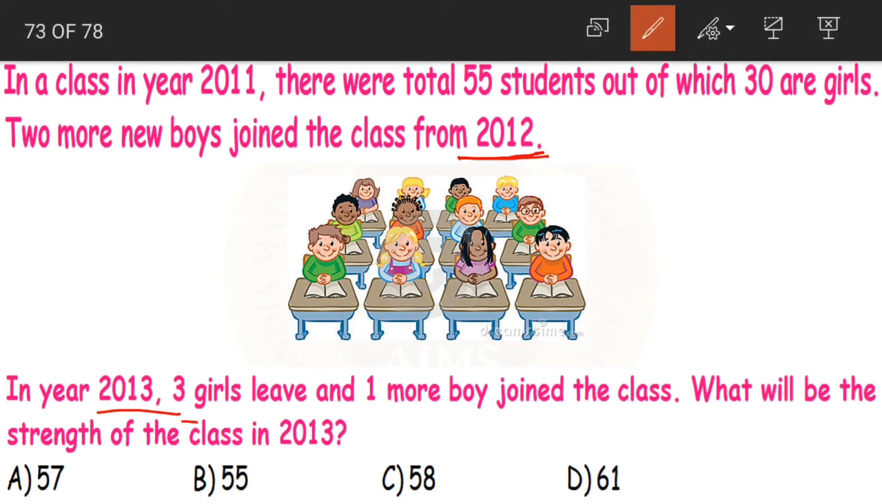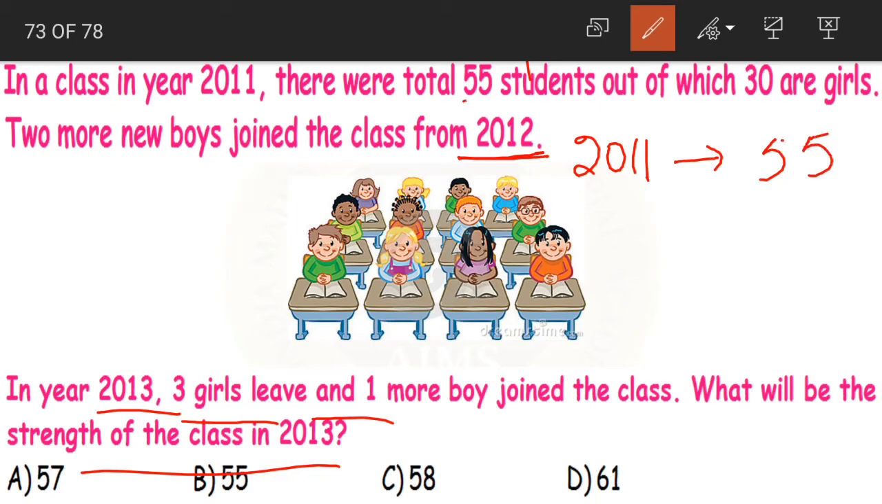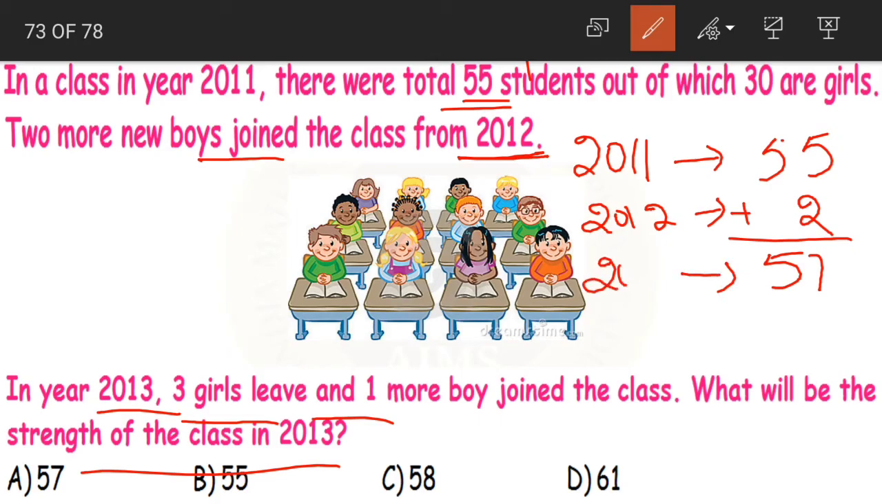Now in 2013, 3 girls left and 1 more boy joined the class. What will be the strength of the class in 2013? First, in 2011 what happened? There were 55 students. Yes or no? Yes. In 2012 what happened? 2 new boys joined the class, so we need to add 2. 57 is the total strength in 2012.